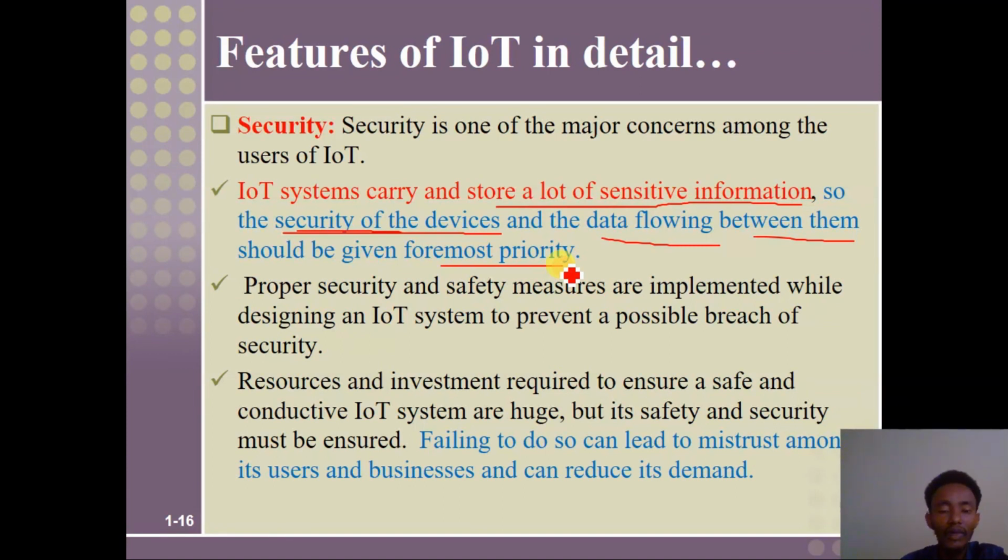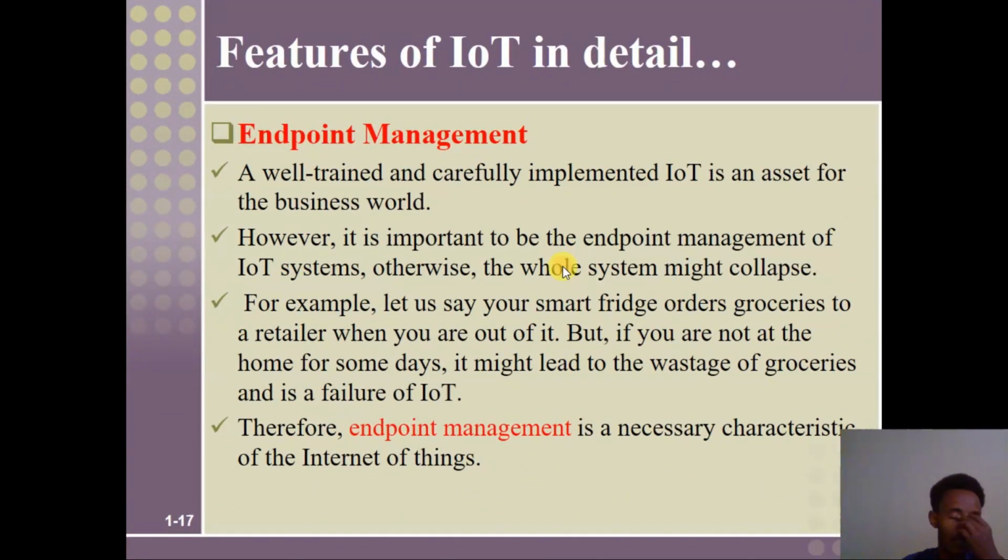Our IoT devices, when they are launched there, should be capable enough to protect the security and sensitivity of the information, and to protect the confidential information of one particular organization. Failing to provide such security protections may lead our organization to other problems, which may become a disadvantage to the organization. Another one is endpoint management.